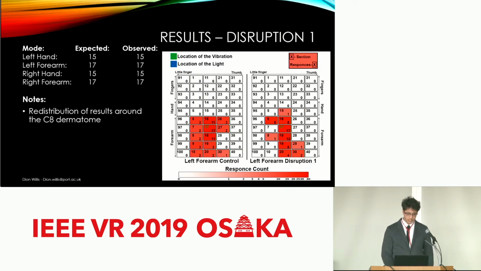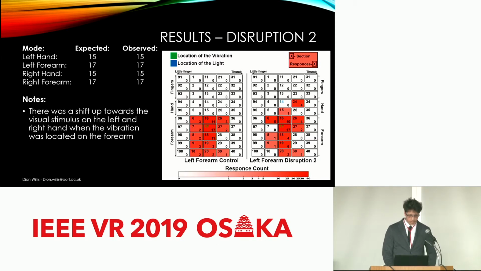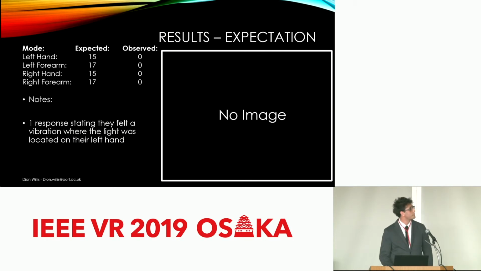Within disruption 1, there was a redistribution around the central line. We didn't have too much of a shift, but it was quite significant in a way. For disruption 2, this is where the light was distally shifted down the arm. We did have a shift towards the light, from the forearm to the hand, which was quite important because this is what we want for a treatment purpose for mirror therapy.